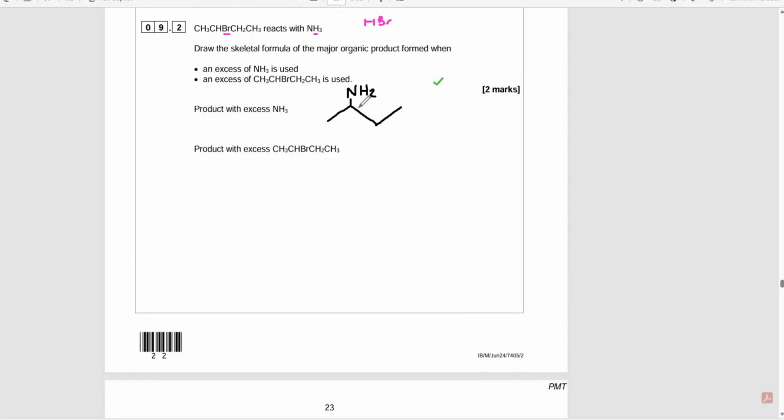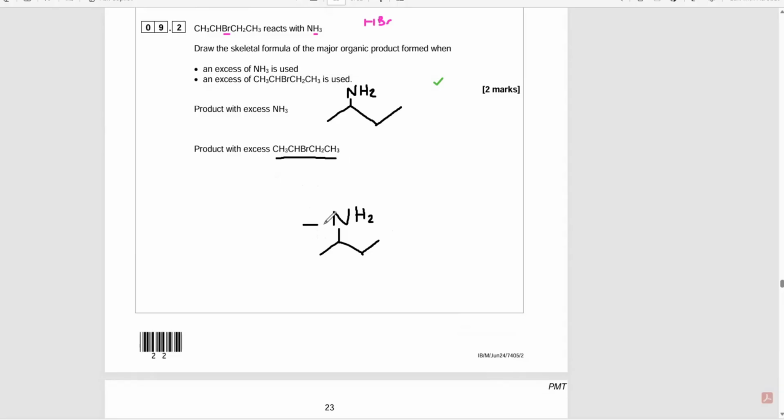Right, what have we got going on here? We have product with excess bromobutane. What's going to happen, because there's a lone pair on that amine group that's attached, the NH2, is it's able to join to another one of these bromobutanes, and the hydrogen is substituted. So you can work out how many more can join. Look, it would start off like that. There's our NH2 group attached.